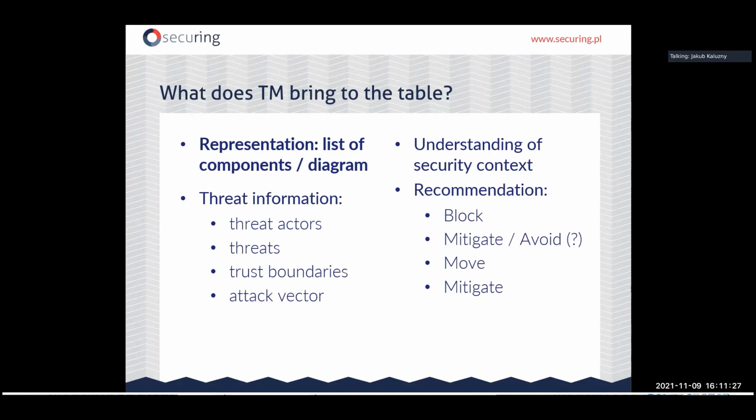And then for each of those elements in the threat information, we usually add some action, some recommendation. So if it is a threat actor, we try to block this threat actor, right? If it's a threat, we try to mitigate it or avoid it. If it is a trust boundary, maybe if we do something about it, this will probably be moving the trust boundary or moving other elements out of or in the trust boundary. If it is an attack vector, again, mitigate.